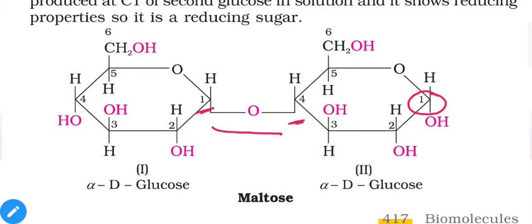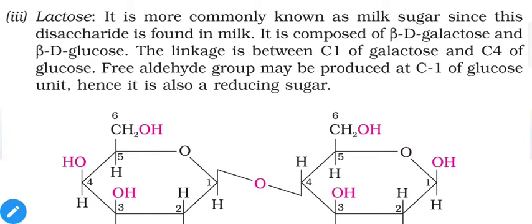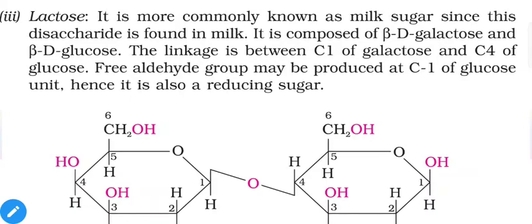So the fourth carbon of the second molecule and the first carbon of the first molecule are used in the glycosidic linkage, and you have a maltose molecule. And the last disaccharide in our list is lactose. It is commonly known as milk sugar because it is found in milk. It is composed of beta D galactose and beta D glucose. The linkage is between C1 of the galactose and C4 of the glucose.